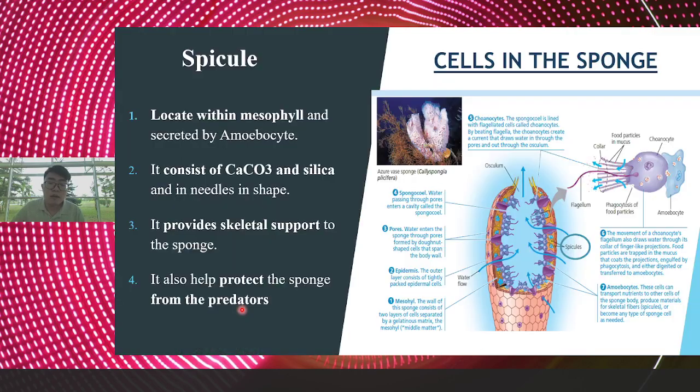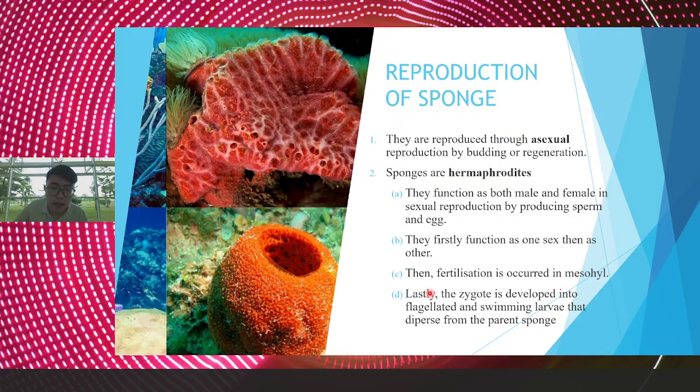So that's it for all the cells under the sponge. The others, like the epidermis, are actually very easy, so I don't need to explain much. The epidermis is the outer layer, consisting of tightly packed epidermal cells, like that only. Okay, so the last part is about the reproduction of sponge.